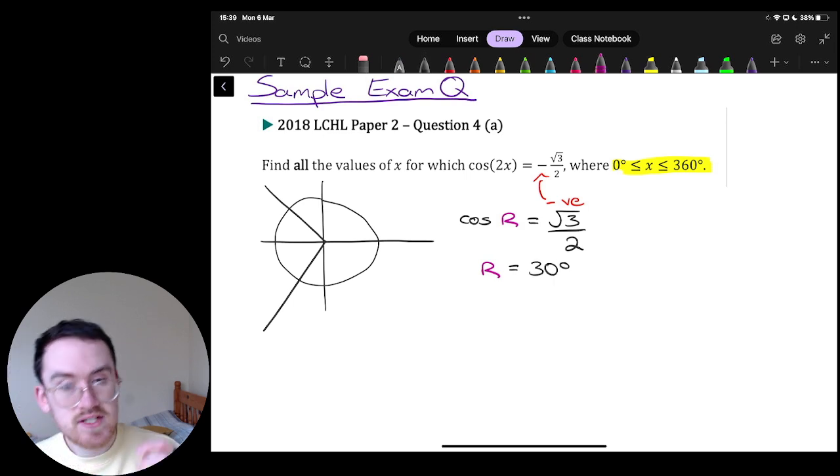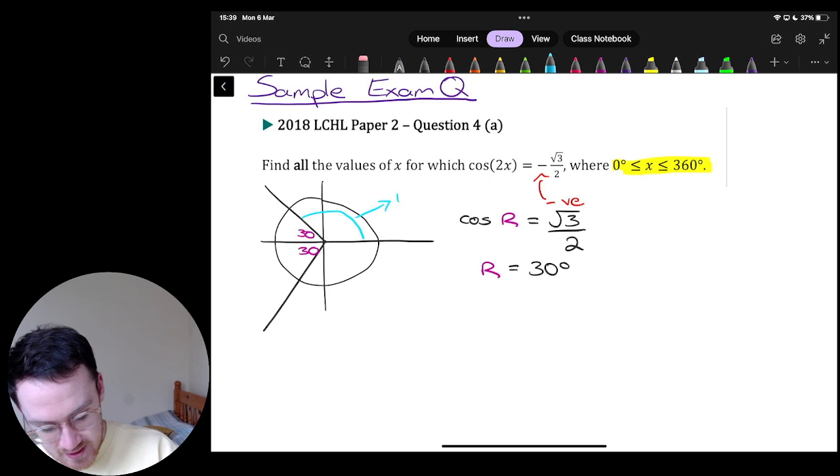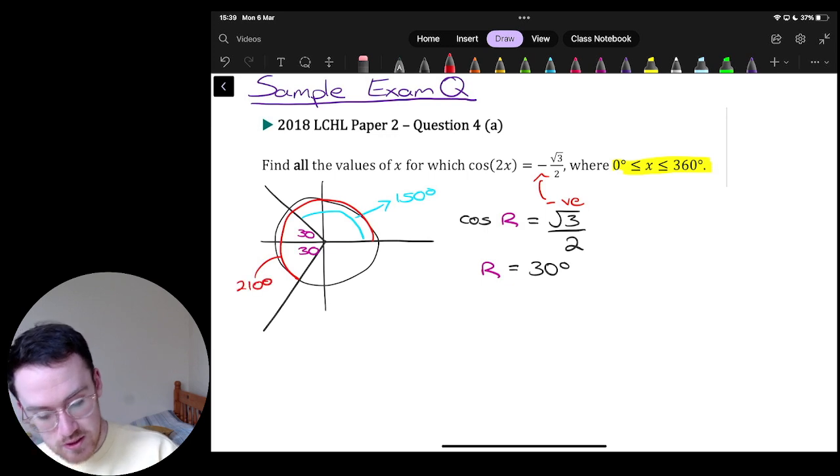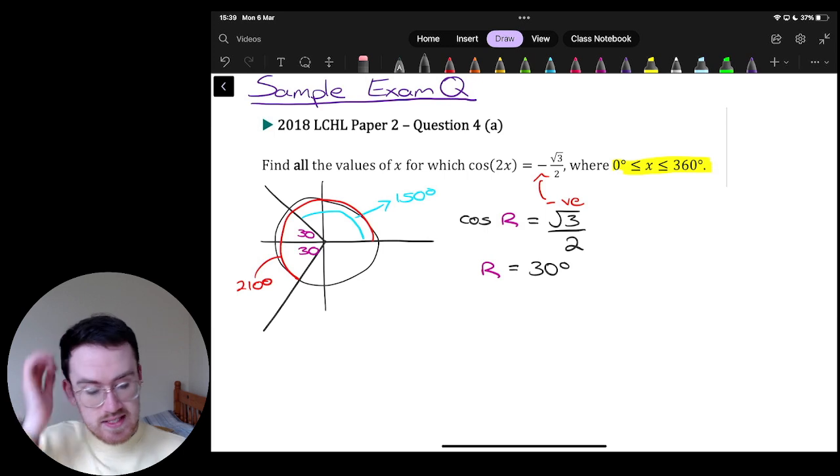I feel like every single question we've done has been 30 degrees. But that's okay, we're focusing on method, not numbers. So that's 150 degrees, and following through, this is 210. We're nearly familiar with these numbers now. We have to be careful, same as last time.